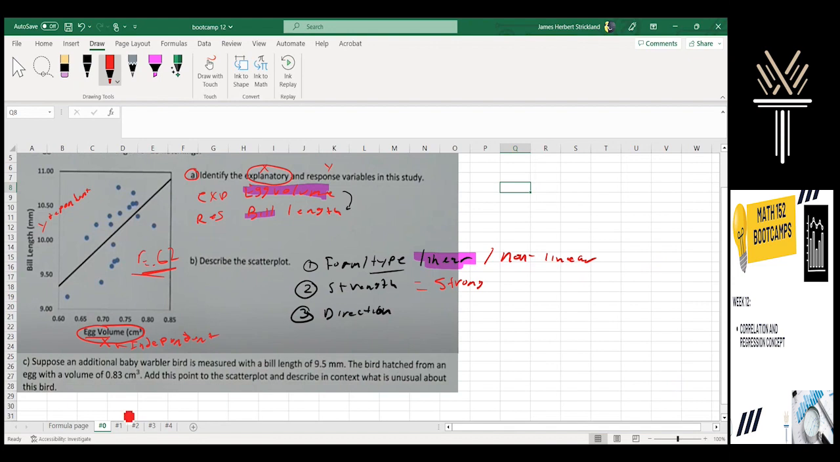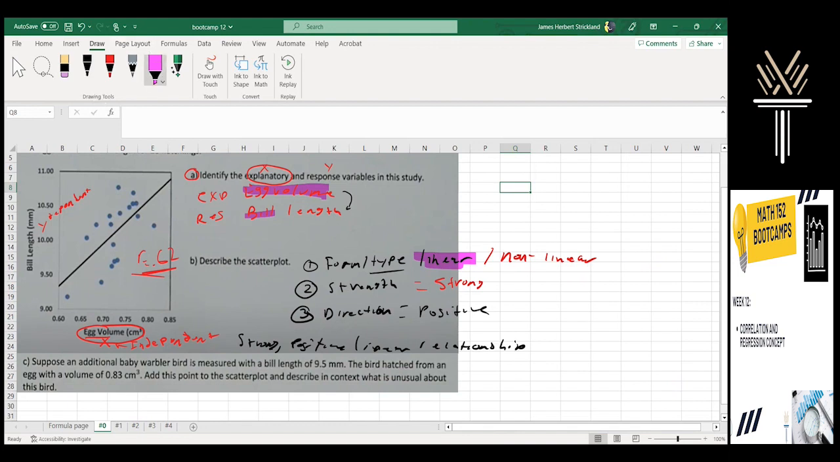And then the direction. Is the line going up or is the line going down? It's going up, so the direction is known as positive. So the official description is that we have a strong, positive, linear relationship.